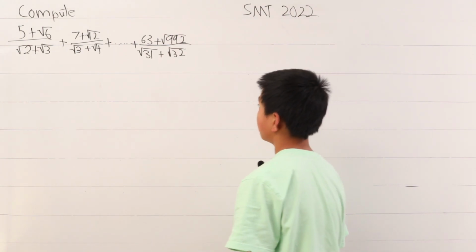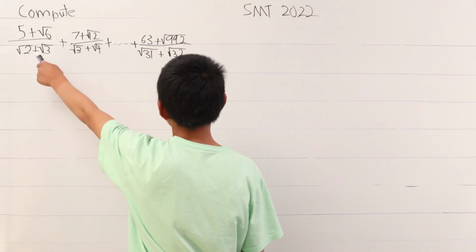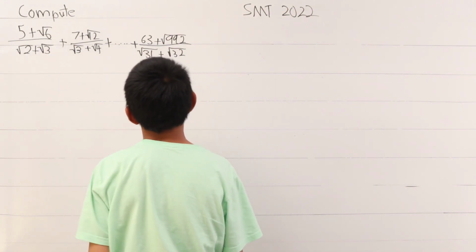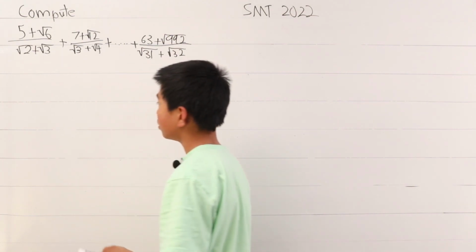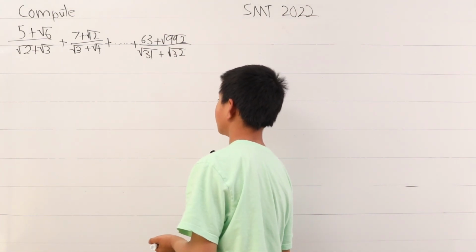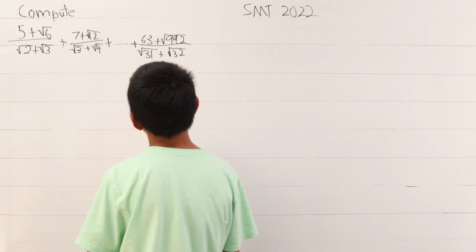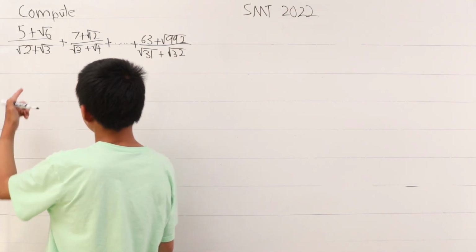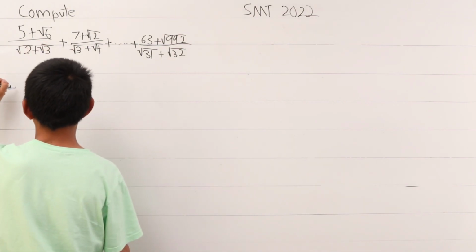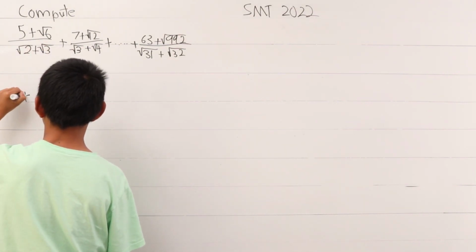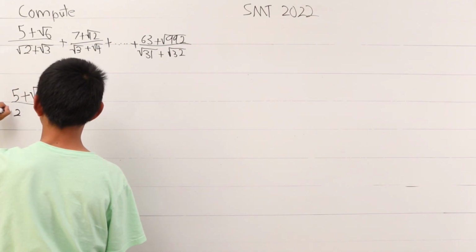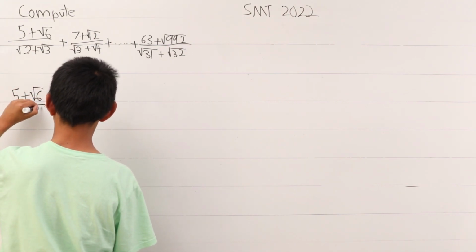Now, we also see a problem. All of these denominators on the bottom are square roots being added. We want to get rid of them. So we utilize the formula (a plus b) times (a minus b). Let's just start with this first one: (5 plus the square root of 6) divided by (the square root of 2 plus the square root of 3).